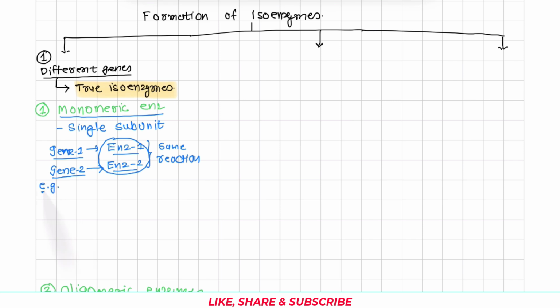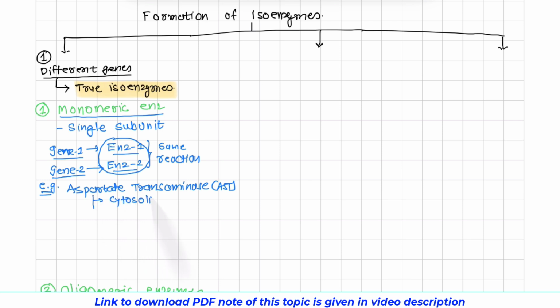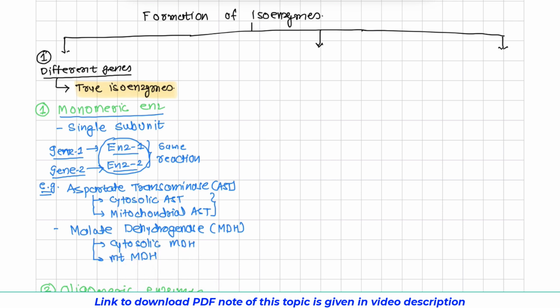Classical examples include the isoenzymes of aspartate transaminase or AST, one found in cytosol and the other in mitochondria, both coded by different genes. Similarly, malate dehydrogenase or MDH. It has a cytosolic and mitochondrial form. Again, distinct gene, same reaction. And another good example is amylase. Salivary amylase and pancreatic amylase both break down starch but are coded by different genes in different tissues.